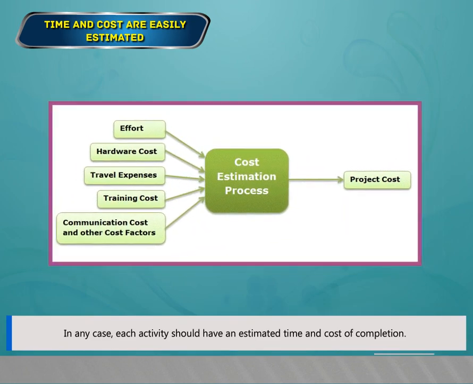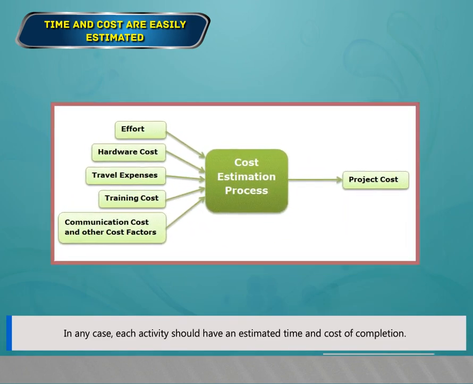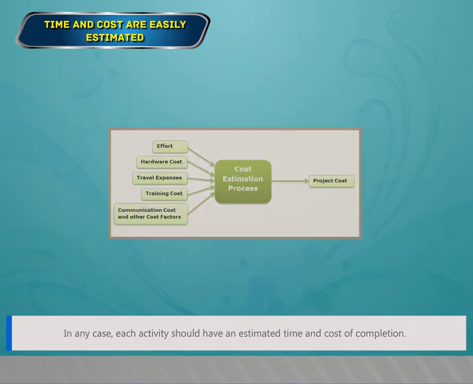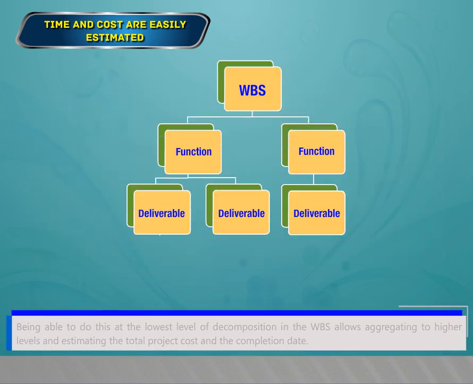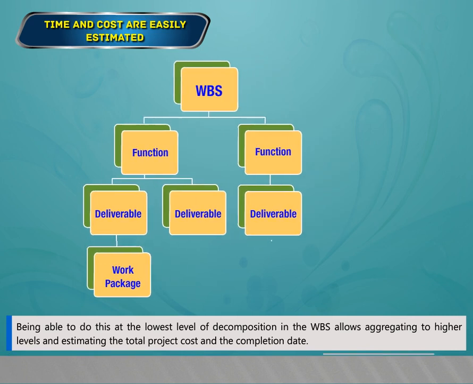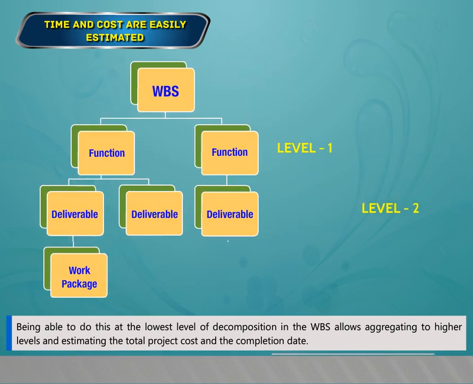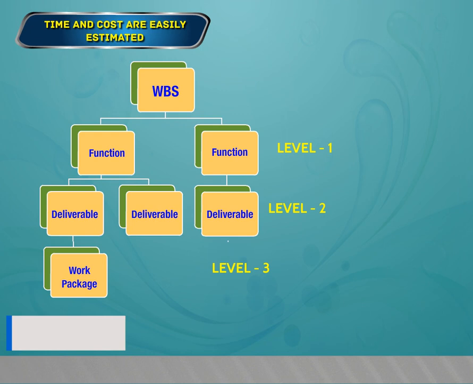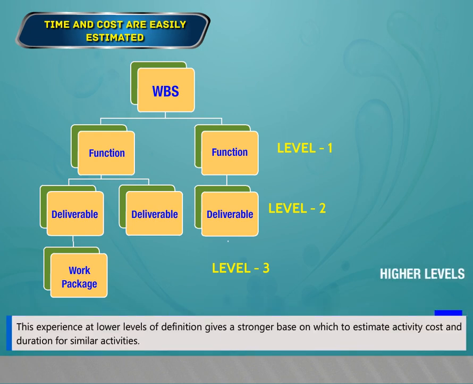In any case, each activity should have an estimated time and cost of completion. Being able to do this at the lowest level of decomposition in the WBS allows us to aggregate to higher levels and estimate the total project cost and the completion date. This experience at lower levels of definition gives a stronger base on which to estimate activity cost and duration for similar activities.